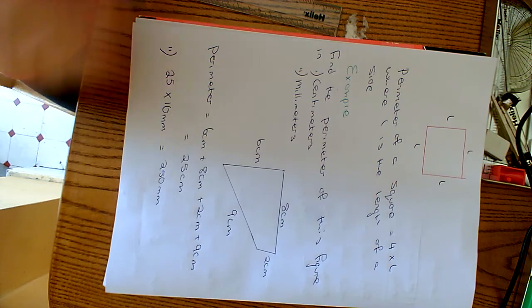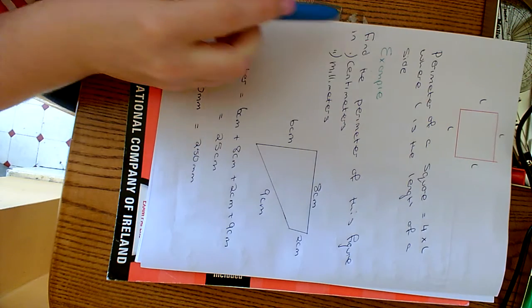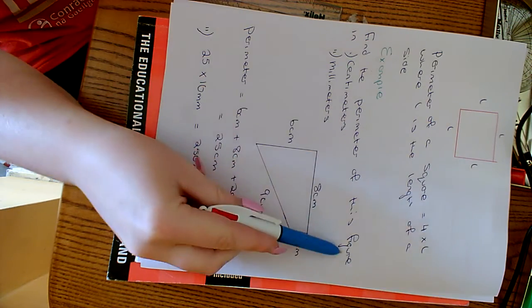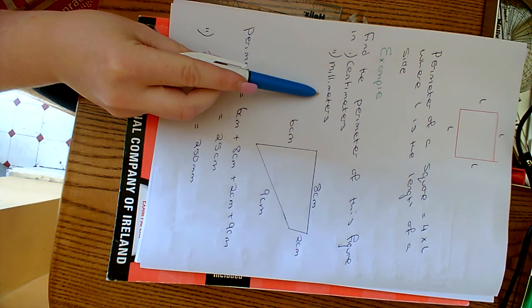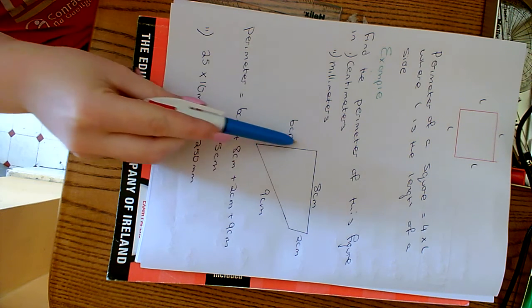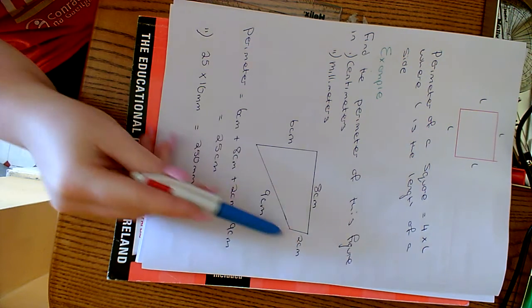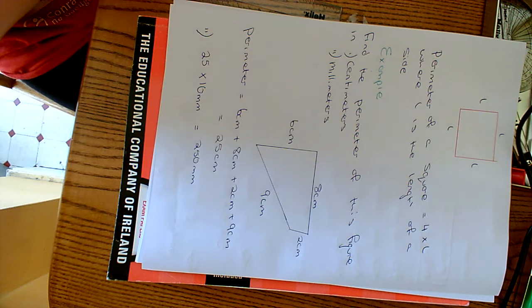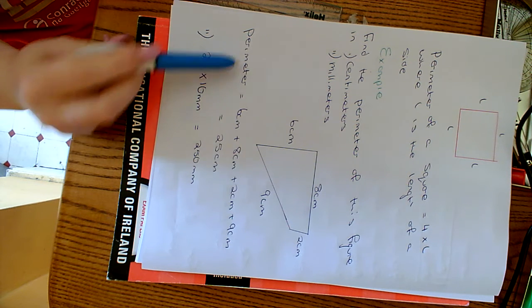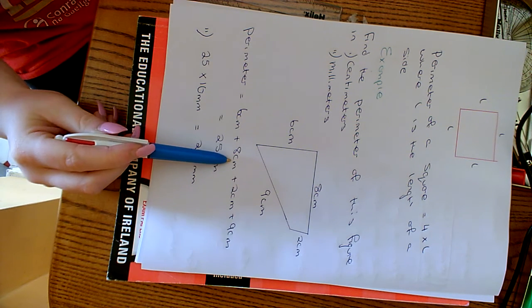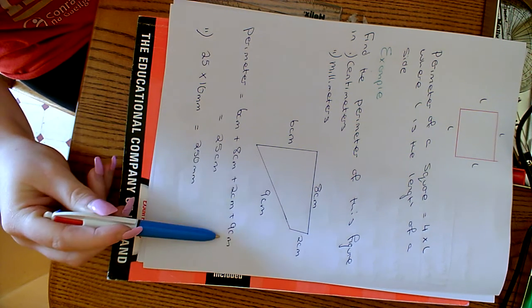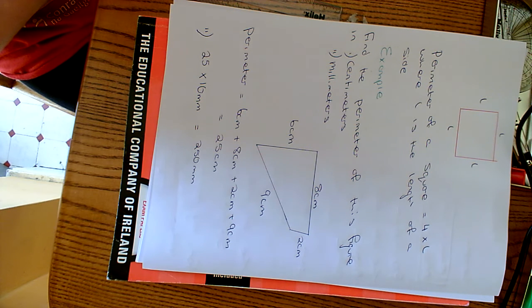Here I have an example. It says, find the perimeter of this figure in centimeters and millimeters. I know for perimeter I need to add up all my outside. This is already in centimeters, so for the first part, I just need to add it all up. So perimeter is equal to 6 centimeters plus 8 centimeters plus 2 centimeters plus 9 centimeters, and I get 25 centimeters.